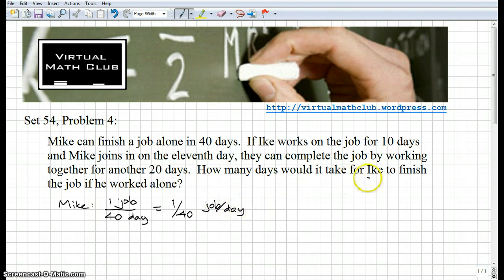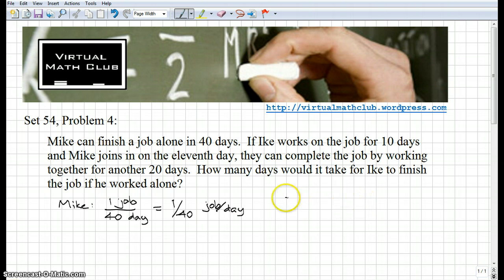And we're asked to find Ike's rate, essentially, right? How long would it take Ike to finish a job if he worked alone? So we're given Mike's rate. Now we're given some information about Ike and Mike working together. Ike works alone for 10 days, and then Mike joins him on the 11th day, and then they complete the job after another 20 days. So in this scenario, Ike is working for a full 30 days, and Mike is just working for 20 days.